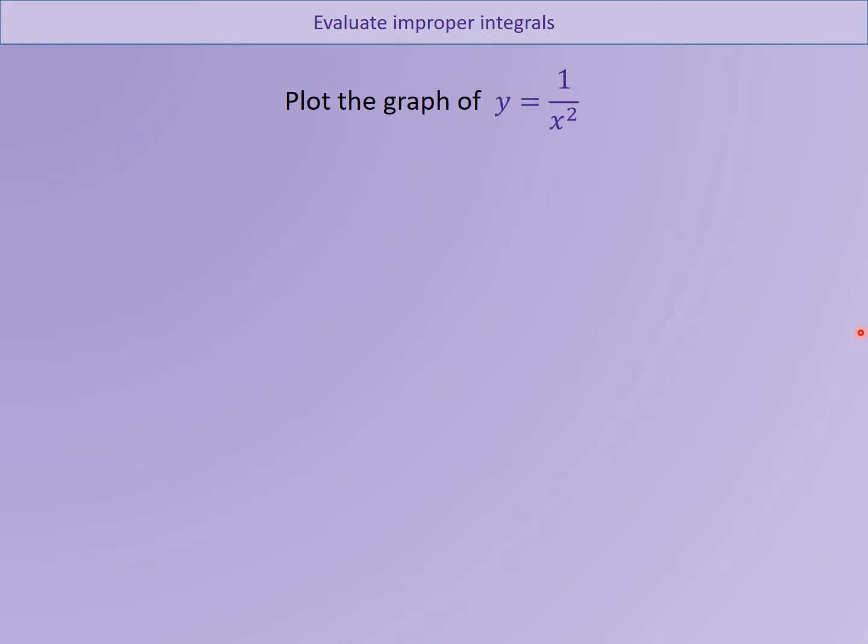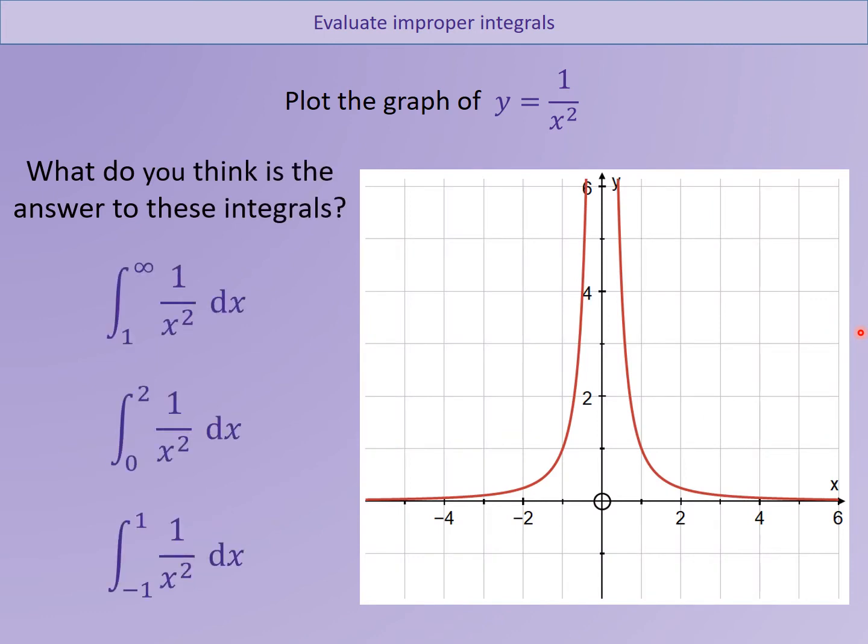Okay, so hopefully you recognise the graph of 1 over x squared. It should look something like this. And what I'd like to do now, now you've got the graph in front of you, is have a think about these three integrals. Just think about what the issue is or what the values of those three integrals could be.